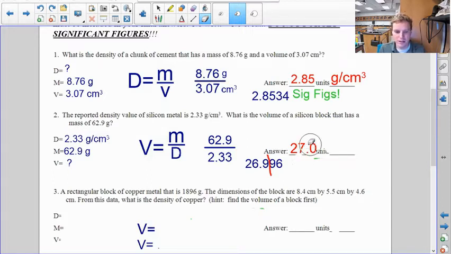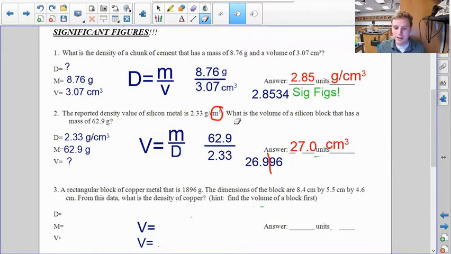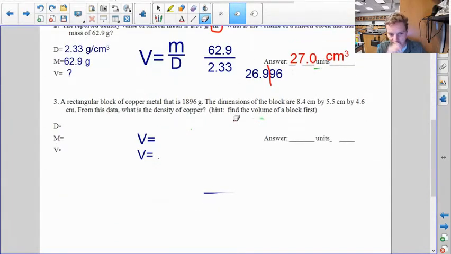And so the units on that, well, it is a volume. And what kind of volume are we talking about? Well, we're talking about a solid volume, talking about centimeters cubed. So 27.0 centimeters cubed. Now let's try the last one. This one's a little bit trickier than the others. Okay, so we have a block of copper metal that has a mass of 1,896 grams. The dimensions of the block are 8.4 centimeters by 5.5 centimeters by 4.6 centimeters. From this data, what is the density of the copper? Hint, find the volume of the block first.